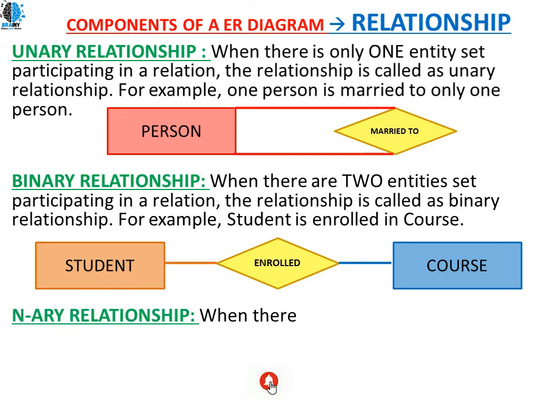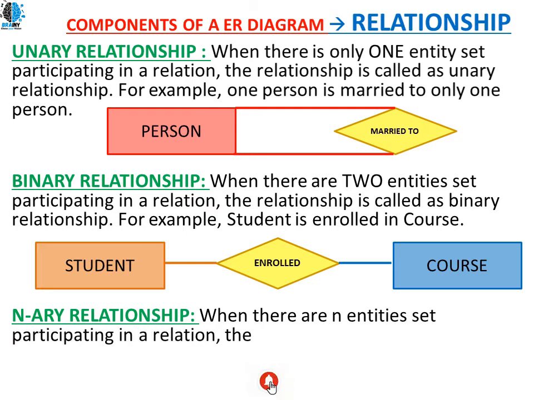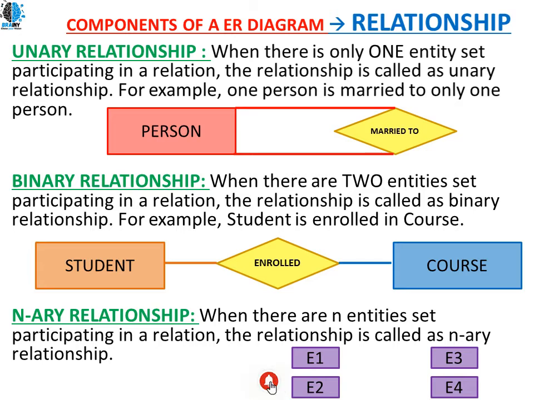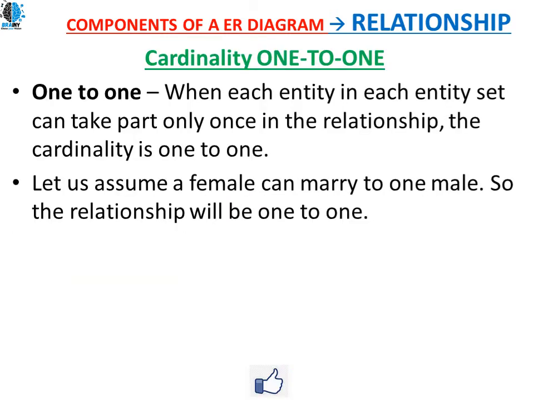So this type of relationship is called a binary relationship, having two entities in a relationship of enroll. Next we have n-ary relationship. When there are n entities, it means more than two entities participating in a relation, the relationship is called n-ary relationship. As you can see, I have entity 1, entity 2, entity 3, entity 4. So all these four entities are in some relation. So this type of relationship is called n-ary relationship, wherein more than two entity sets are in relation.